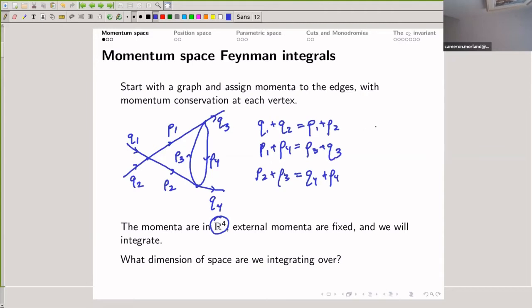So let's say that I keep the P1 and the P3, right? So I can certainly from this first equation solve for P2, and so I have Q1 plus Q2 minus P1, and from, say, this equation here, I could solve for the P4. And so I say P4 is equal to P3 minus P1 plus Q3. And then the last equation doesn't really help me because it tells me something about the external momenta. It tells me that I have overall momentum conservation.